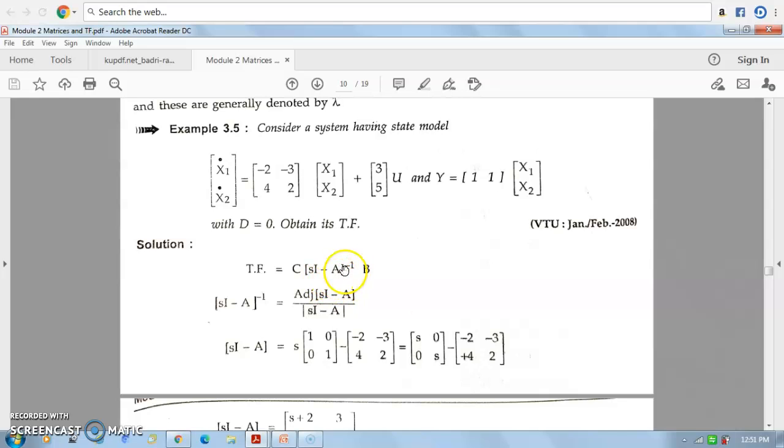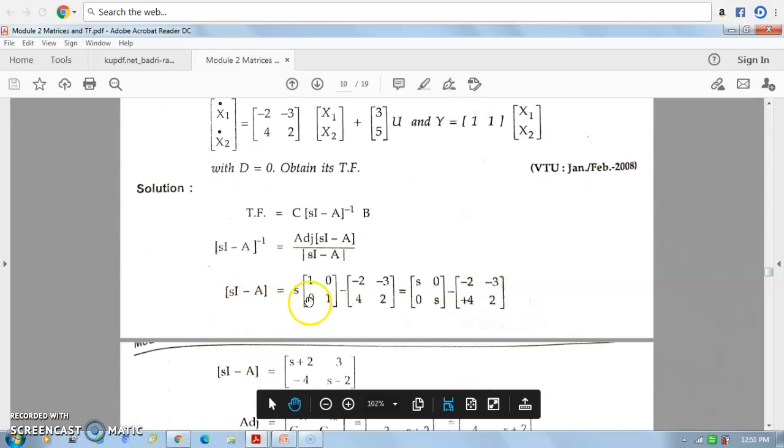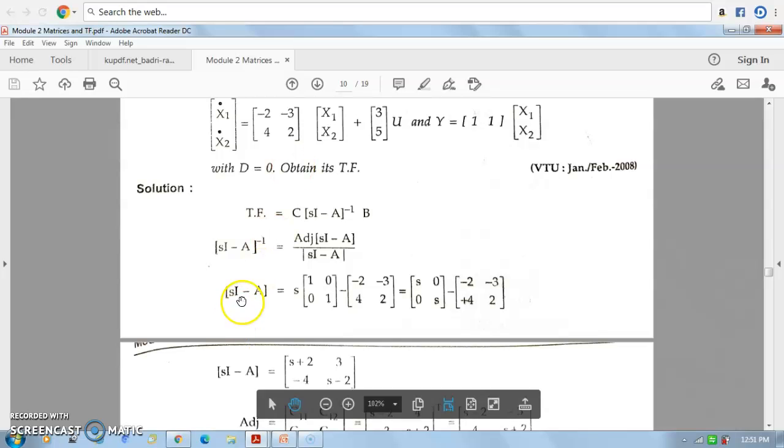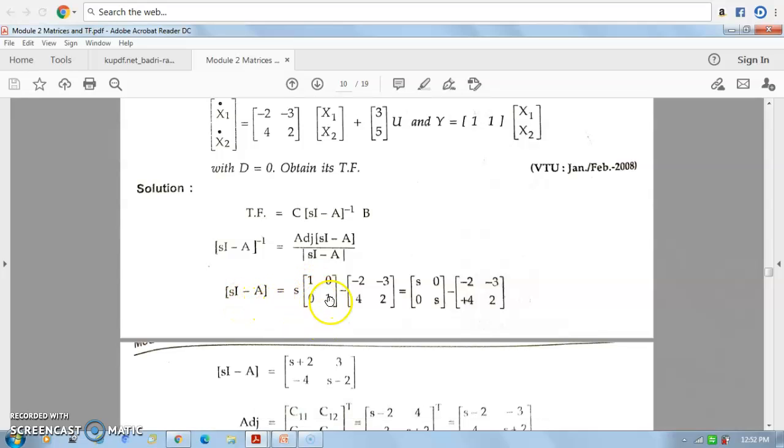To find (sI minus A) inverse, before that you have to form the sI minus A matrix, right? sI minus A, where s means the operator and I means identity. See, what is the order of the A matrix here? 2 cross 2. Therefore, consider the identity matrix also of order 2 cross 2. Both should be of the same order, the sI matrix and the A matrix. So consider the identity matrix 2 cross 2, with 1 and 1 on the diagonal and the remaining elements 0. That is called the identity matrix. Multiply by s, giving s 0 0 s, minus the A matrix.